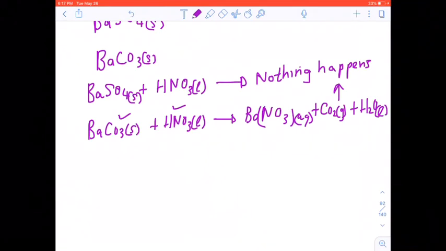So if we look at this now, when nitric acid is added to a carbonate, carbon dioxide is given off. Right. So, is this equation balanced? Let's have a look. We've got carbon dioxide, CO3, and this is barium nitrate, so it's BaNO3. Let's just see.